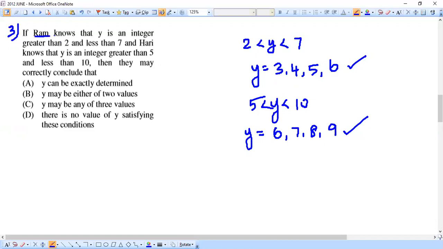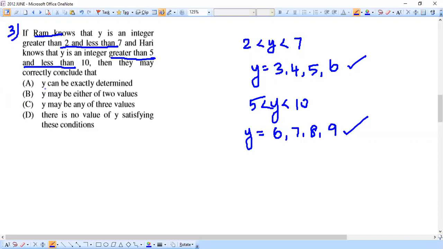So according to the first person, we had this condition and we have listed these values. And according to the second person, we have this condition, greater than 5 and less than 10, and here also we have listed the values. Now what is it that they're asking in the question? Let's see. Then they may correctly conclude that we have 4 options. It is all about whether they can exactly predict the value of y. That is what they are asking in the question, and for which we have 4 options. Let's see them one by one.